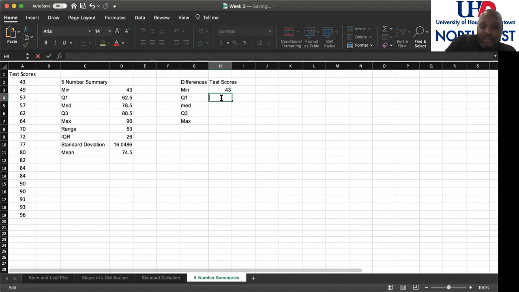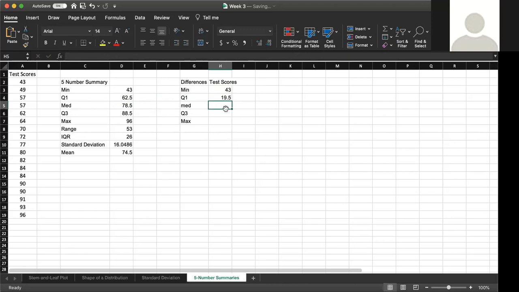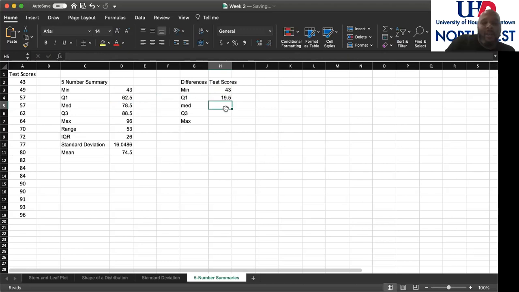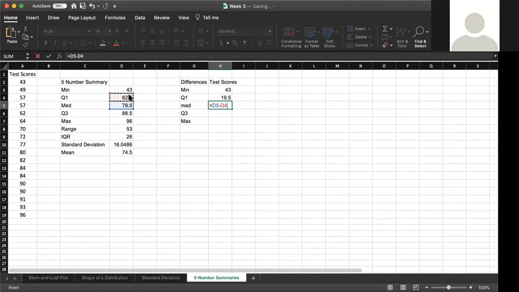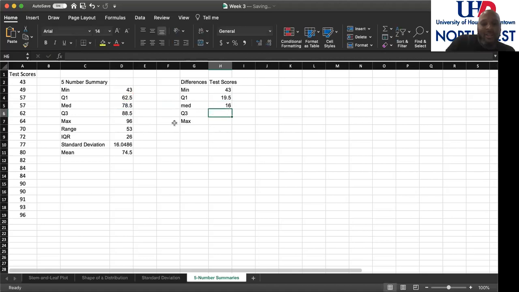Instead of doing it like that, let's do equals this minus this right here. You can use the dollar sign to keep the 43 there. Yeah, I know. But the thing is, I don't want to keep 43. I want to keep going, because the next one will be this. I want to do this minus this right here. See what I'm doing? I'm just subtracting.